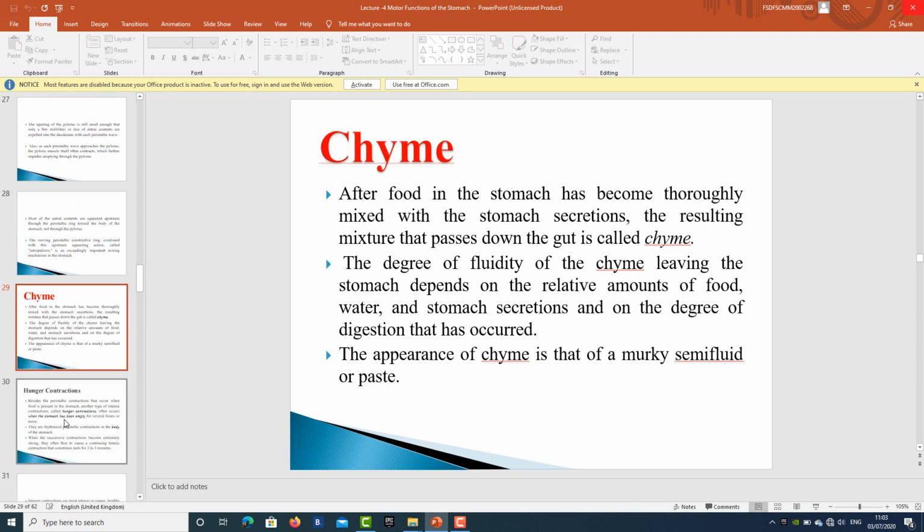Now let's talk about what chyme is. After the food in the stomach has become thoroughly mixed with the stomach secretions, the resulting mixture that passes down the gut is known as chyme. The degree of fluidity of the chyme leaving the stomach depends on the relative amounts of food, water, and stomach secretions, and on the degree of digestion that has occurred.